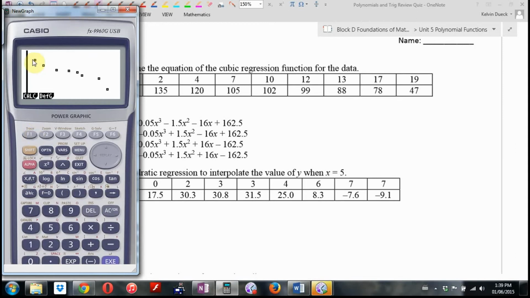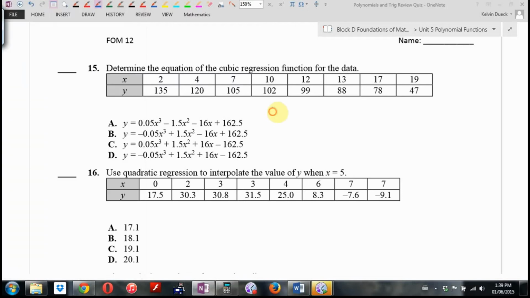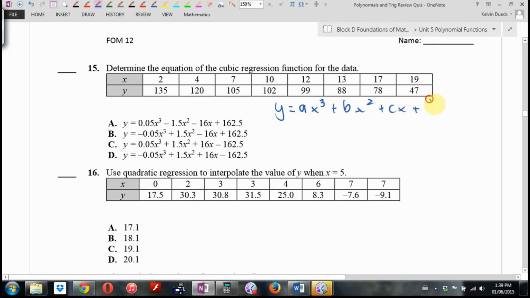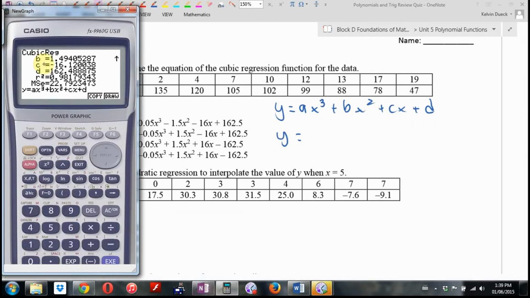Graph. Okay, that looks sort of like a cubic-y thingy. Calculate. X cubed. You'll notice my r squared, still pretty good. Now here, if I go down arrow, the pattern is ax cubed plus bx squared plus cx plus d. So it's going to be y equals ax cubed plus bx squared plus cx plus d. Where a is, careful, that's b. I got to go up arrow.